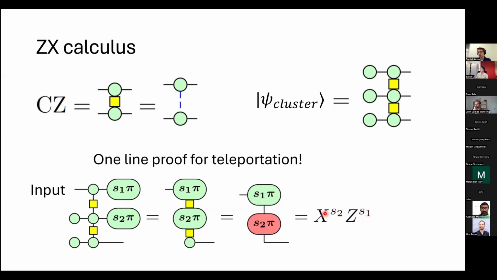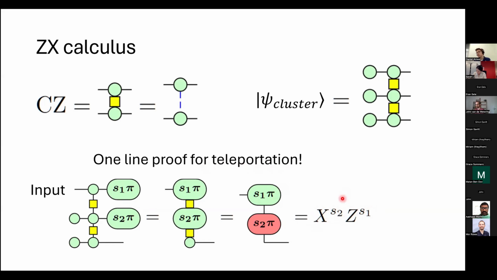So if I measured 0, 0, then great, I did teleportation. If I measured 1, 0, I did this Z. If I measured 0, 1, I did X. If I measured 1, 1, I did some sort of Y, okay? Because this is X times Z. So this is a one line proof for teleportation.